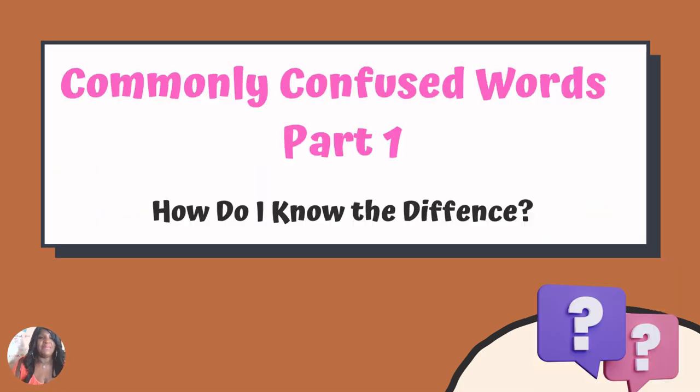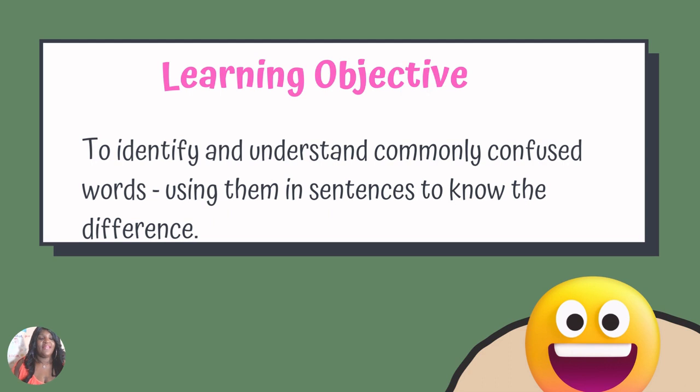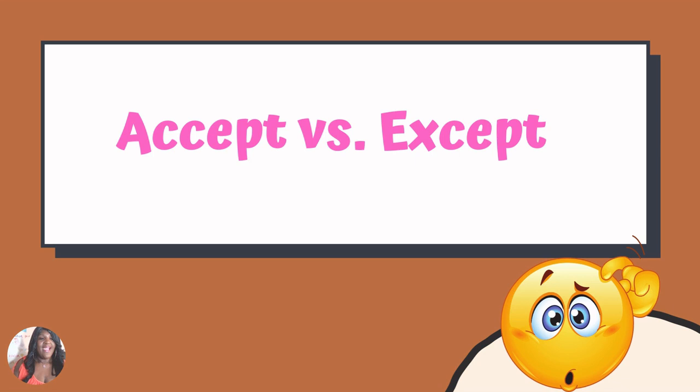In today's lesson, we're going to learn commonly confused words, part 1. How do I know the difference? We're about to find out. Our learning objective is to identify and understand commonly confused words, using them in sentences to know the difference. Our first set of words, accept versus except.